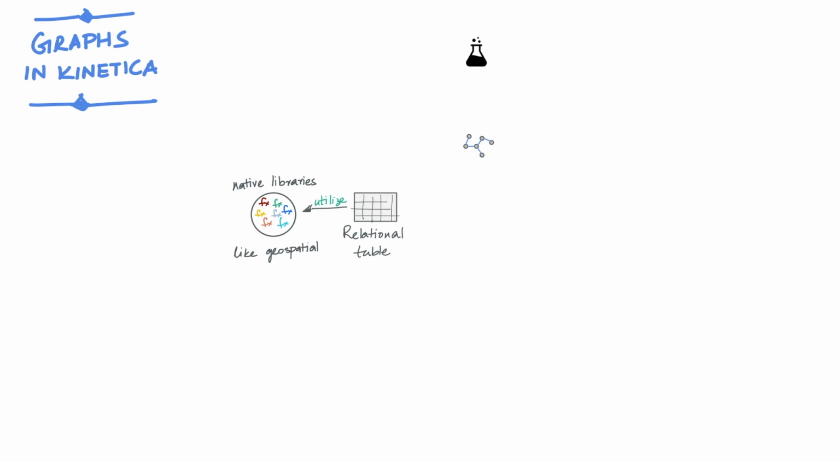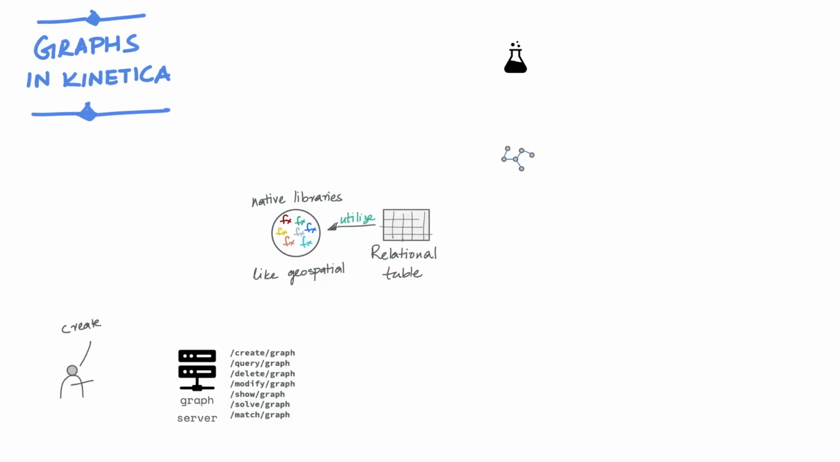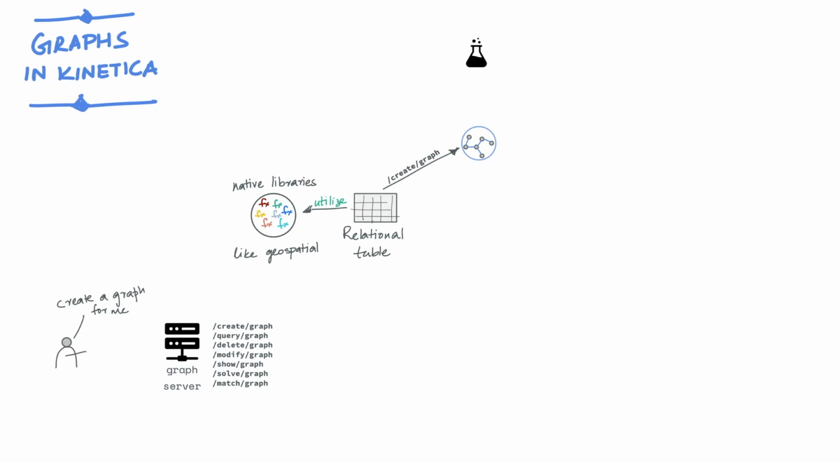To create a graph from a relational table, we can simply issue a create graph call with the required parameters using Kinetica's graph server. This will create an internal native representation of the graph. This native representation is stored in memory and is custom built for high-performance graph analytics.